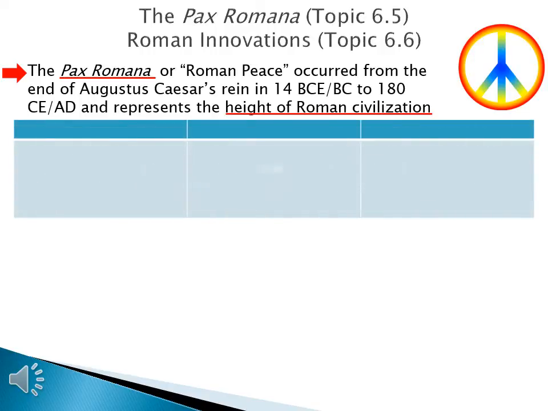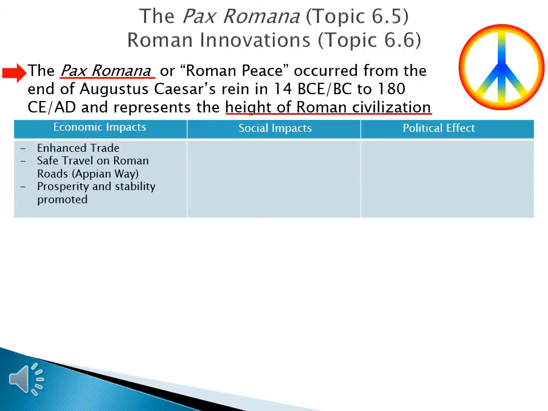During this time, we see economic impacts, social impacts, and political effects. In economic impacts, we have enhanced trade. We have safe travel on Roman roads like the Appian Way, and prosperity and stability were promoted.